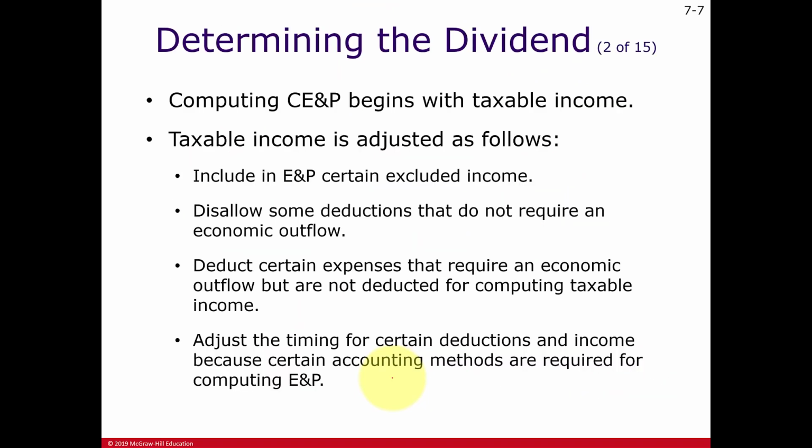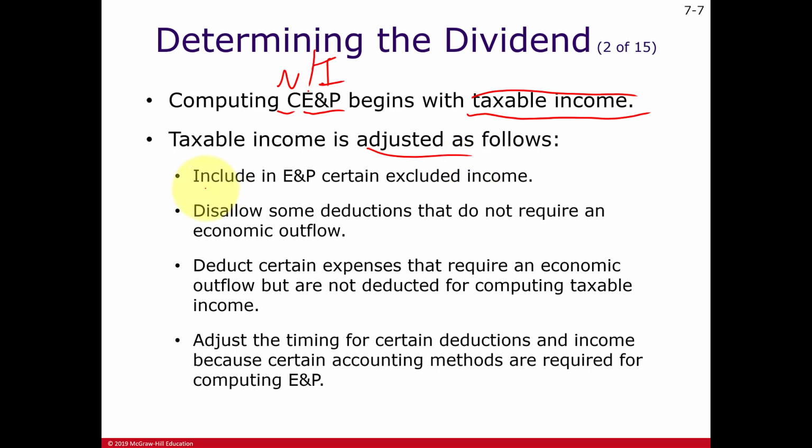Okay, so let's convert our current net income, or here the starting point in our textbook is taxable income, and we're going to see there's adjustments to make it into current earnings and profits, the current net income figure. And again, it's more like financial net income versus taxable income when we make these adjustments. So the adjustments are divided up into four categories.